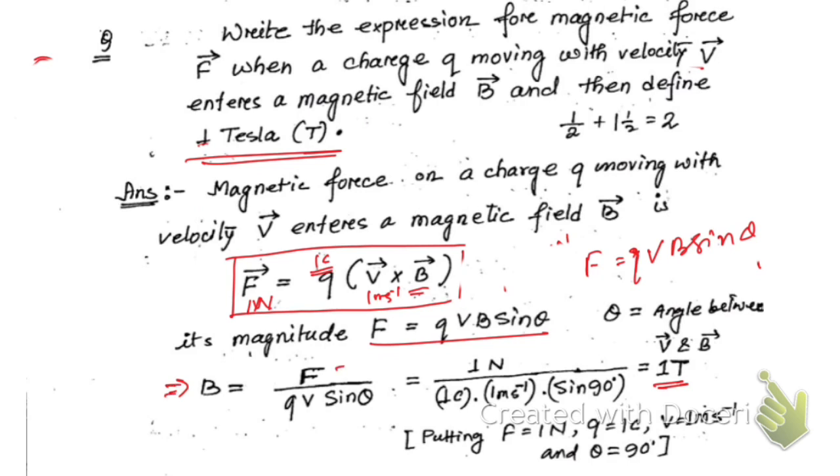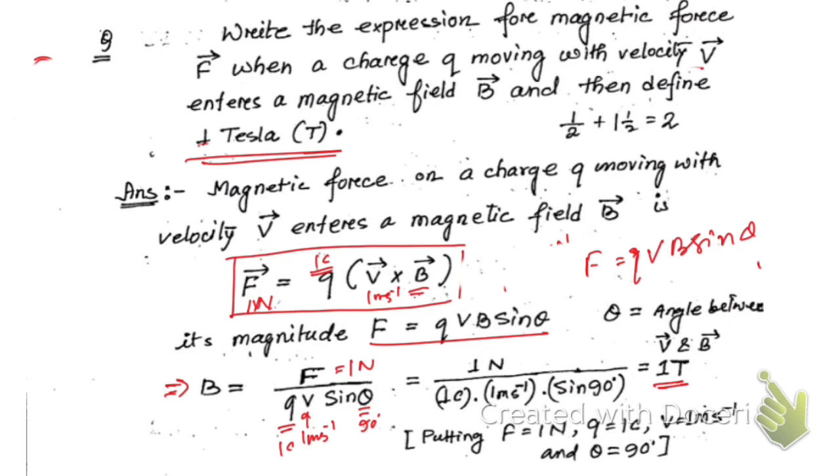If you put here 1 Newton, 1 coulomb, 1 meter per second, and theta, then how will you write the definition? From this expression we can write the definition. I will show you how to write it, but let me explain first.